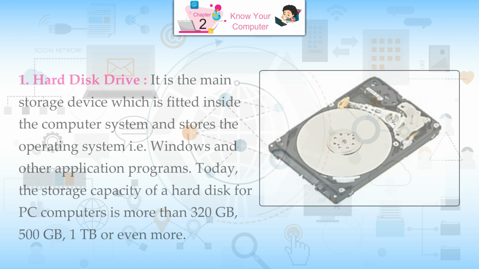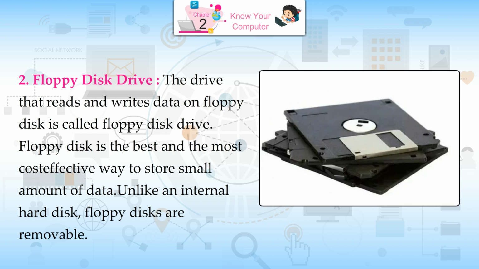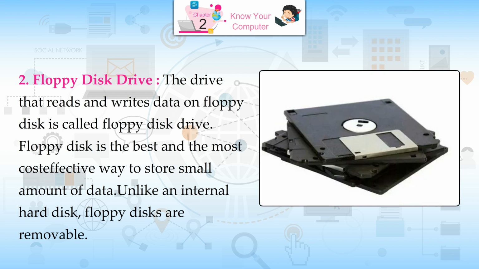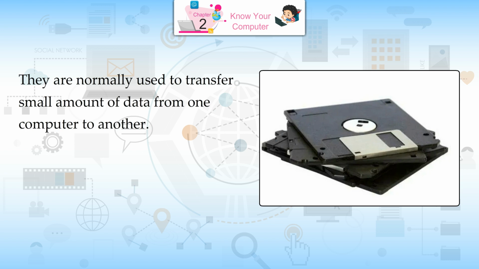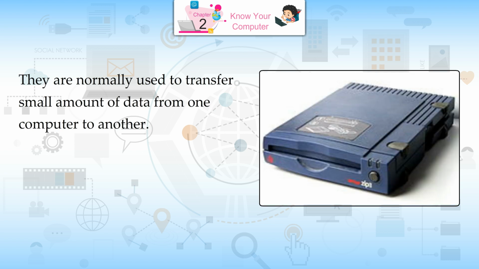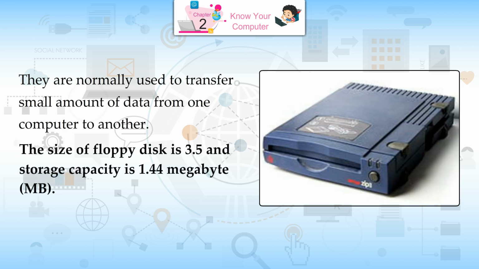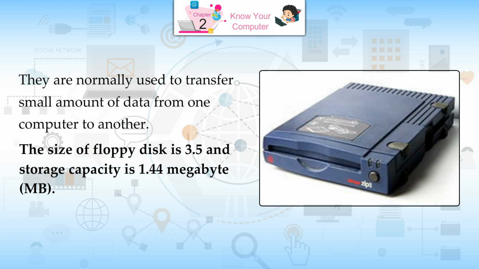Second, floppy disk drive. The drive that reads and writes data on a floppy disk is called a floppy disk drive. Floppy disk is the best and the most cost-effective way to store small amounts of data. Unlike an internal hard disk, floppy disks are removable. They are normally used to transfer small amounts of data from one computer to another. The size of a floppy disk is 3.5 inches and storage capacity is 1.44 megabytes (MB).